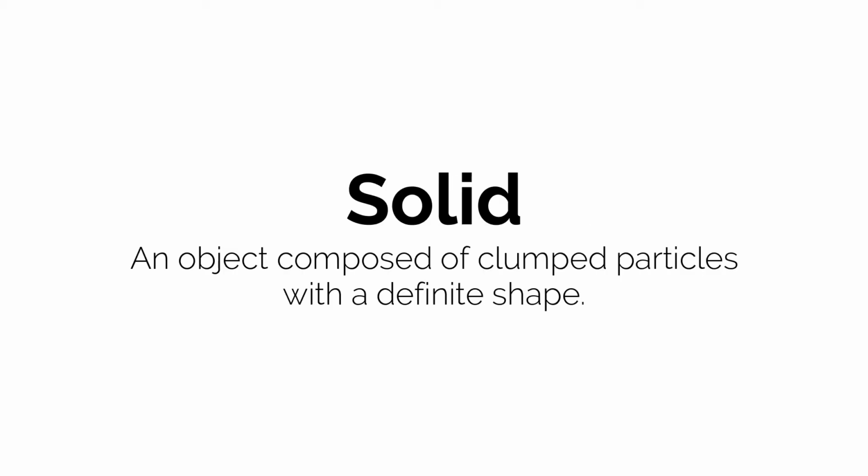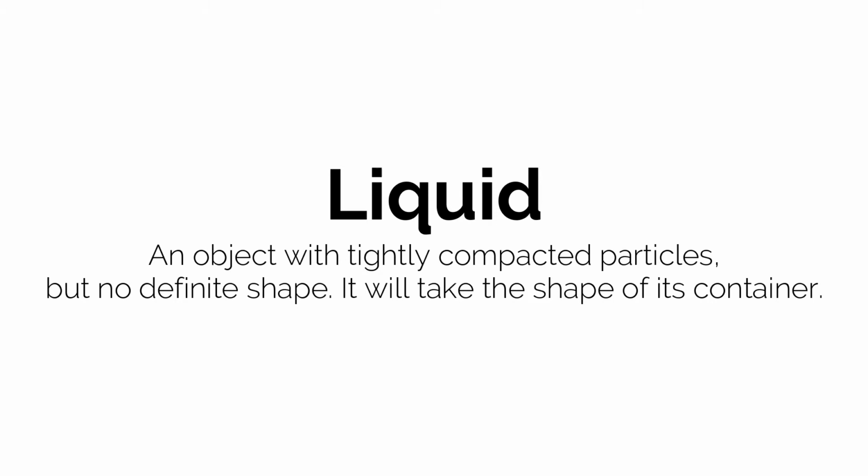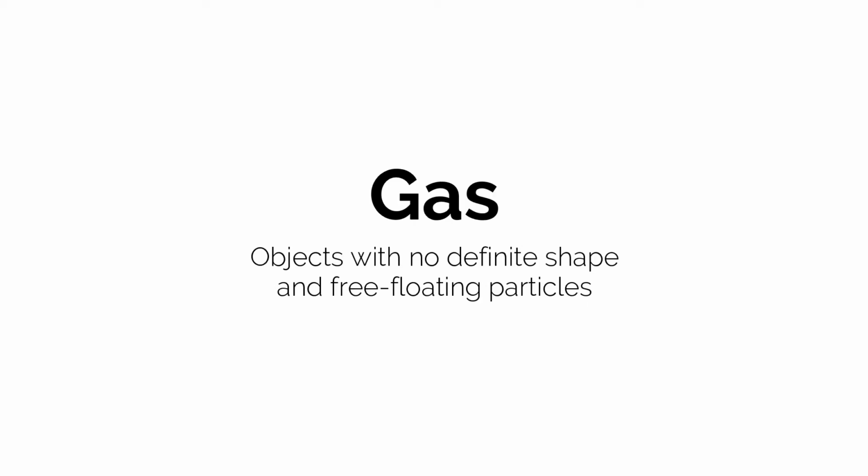Each phase has their own definition attached to it. A solid being any object that is formed of tightly compacted particles. Liquid, which is anything that is also formed of tightly compacted particles, but unlike a solid, it has no definite shape. And gases, which are objects composed of freely floating particles. They have no definite shape whatsoever.